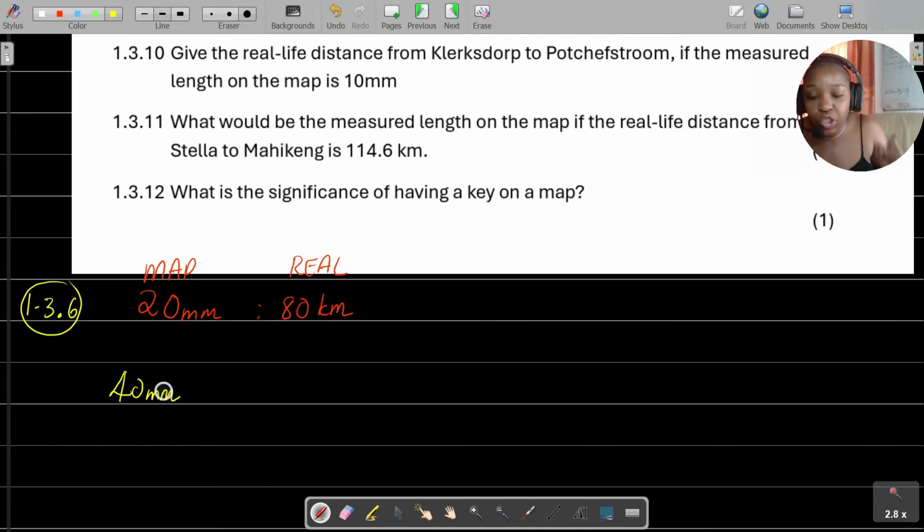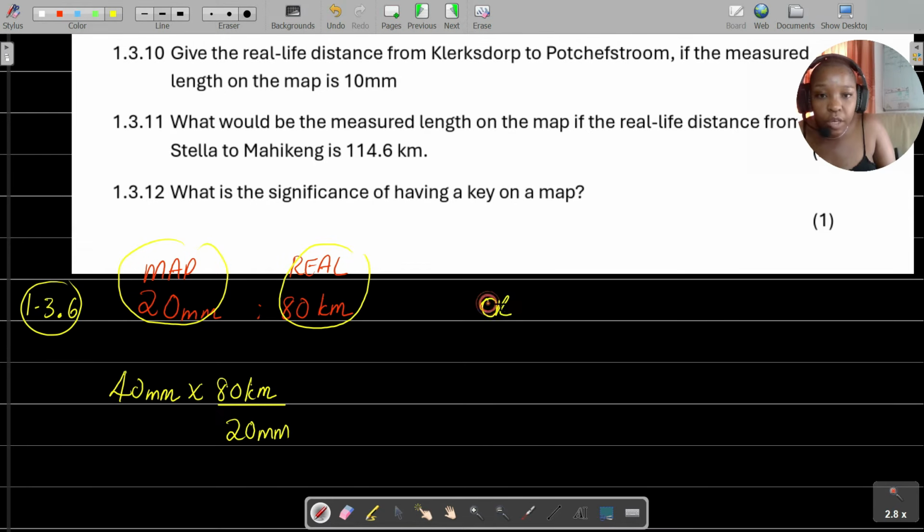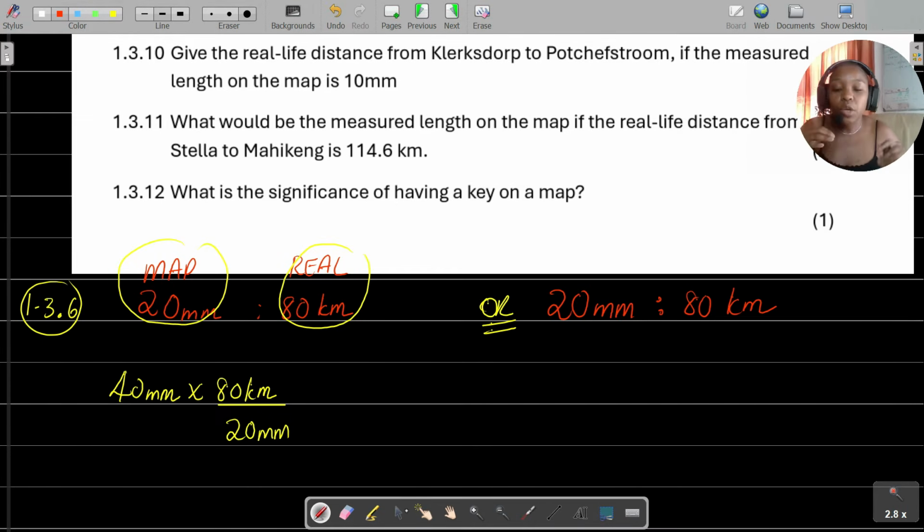At this point, you guys should be comfortable with what we're doing here. You just multiply by what you want, 80 kilometers, we want the real, divided by what you have, which is 20 millimeters. Or you can choose to do this: you can take the scale of 20 millimeters is to 80 kilometers, and you can simplify it. What do I mean by simplify? You can write it in the form of 1 millimeter is equal to something kilometers.